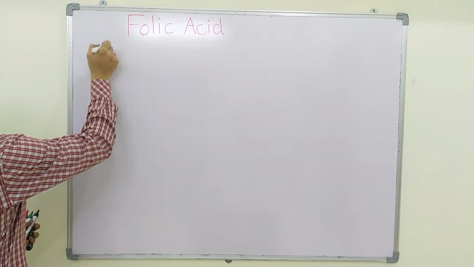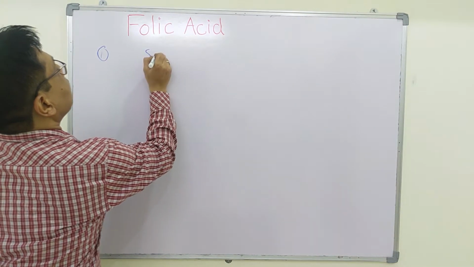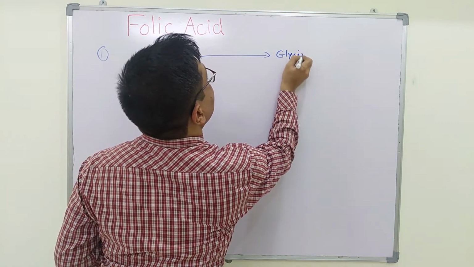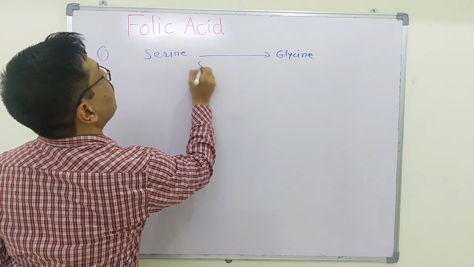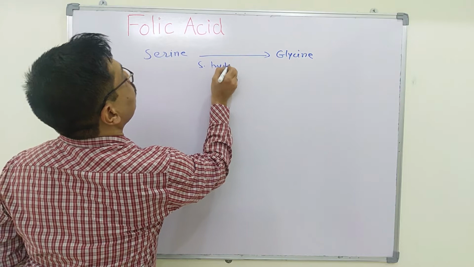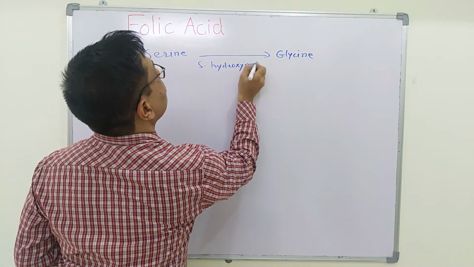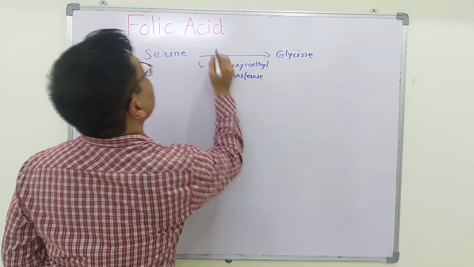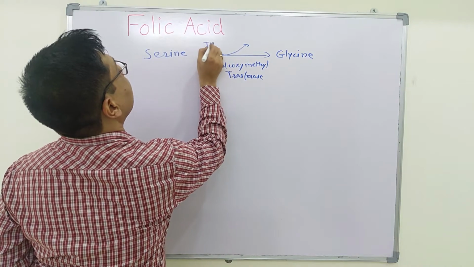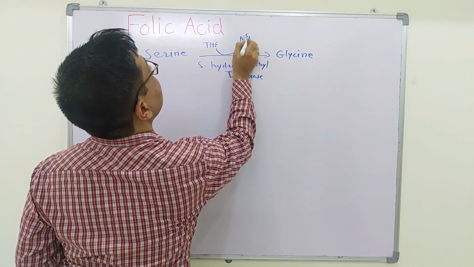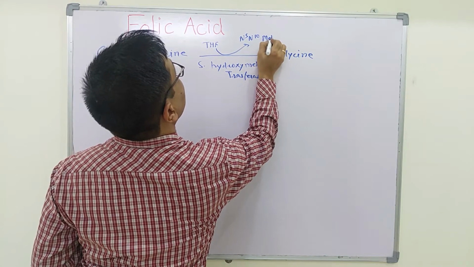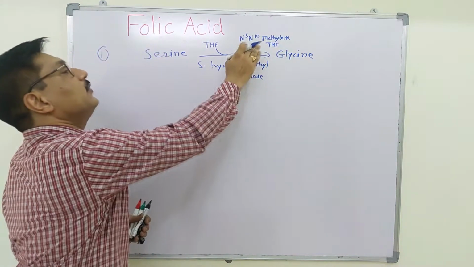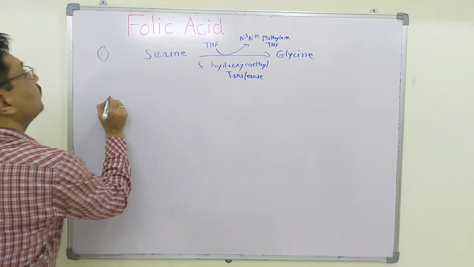Let us discuss the reactions that generate one carbon units. The first reaction, serine is converted to glycine with the help of serine hydroxymethyl transferase. In this reaction, tetrahydrofolate is converted to N5N10 methylene tetrahydrofolate, and it is the major source of one carbon pool.